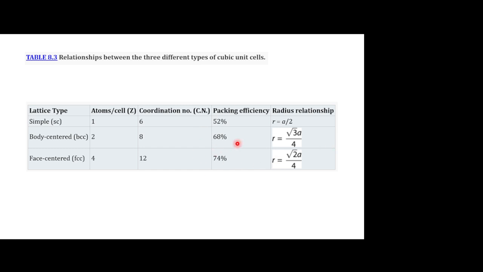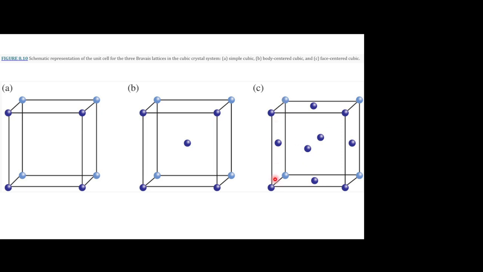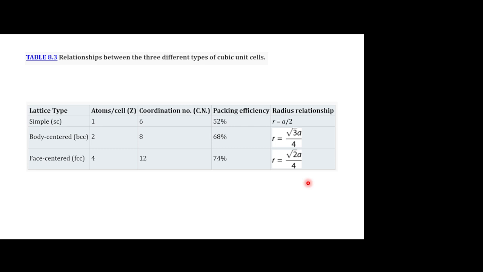Now, the packing efficiency is 74%. The radius relationship is the radius equals the square root of 2 times a, divided by 4. Again, that's the sidewall distance, and you'll notice it's the same triangular relationship you would have used back in geometry. I know it's been a long time since geometry.